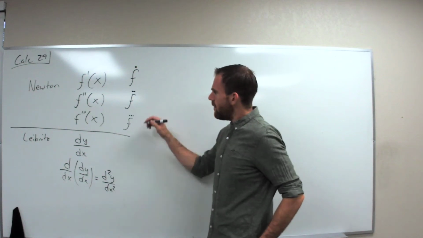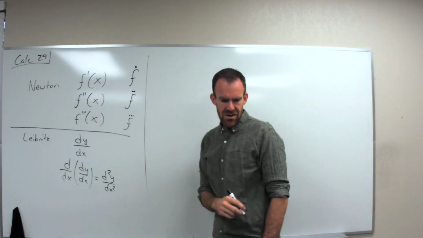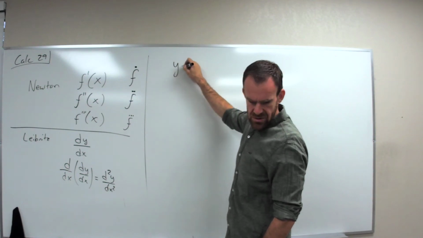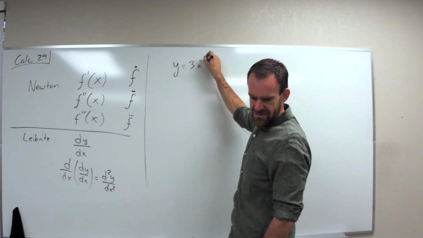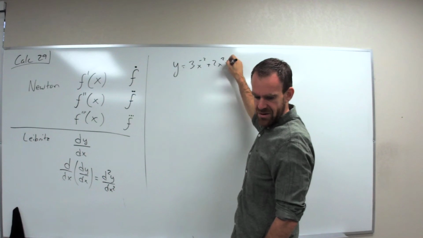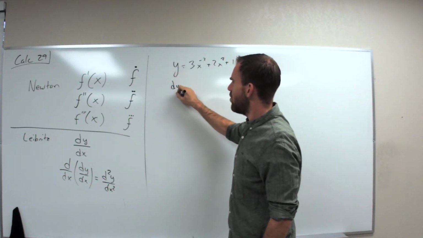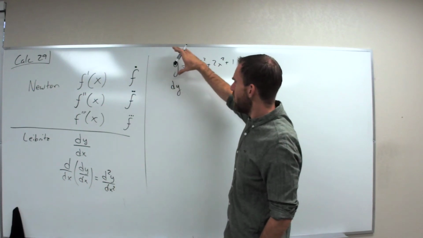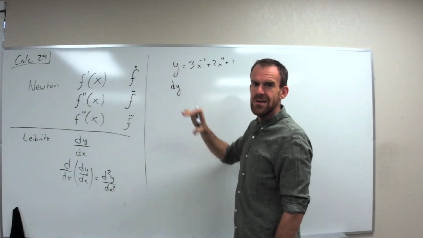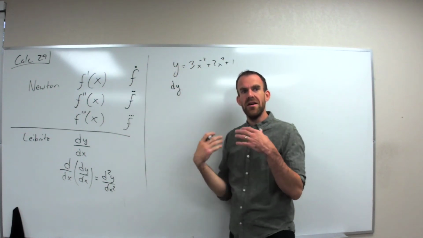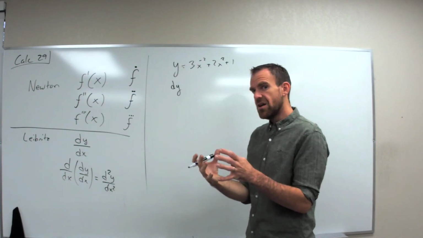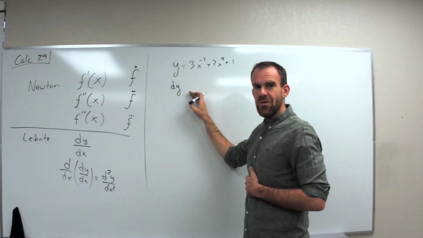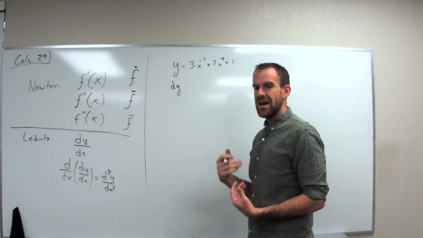So, they're going to give you problems that look like this. y equals 3x to the negative 2 plus 2x squared plus 1, and they want us to find dy. So the trick is this. When you take the derivative of y, you get a dy. When you take the derivative of a function that has x in it, you get a dx. Derivative of y, dy. Derivative of x, dx.